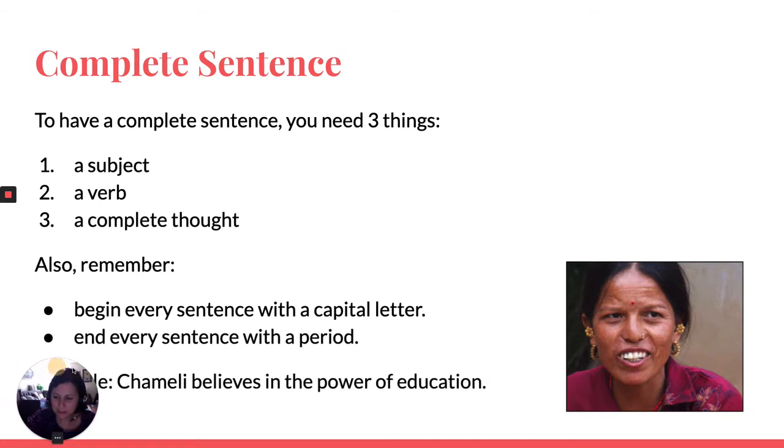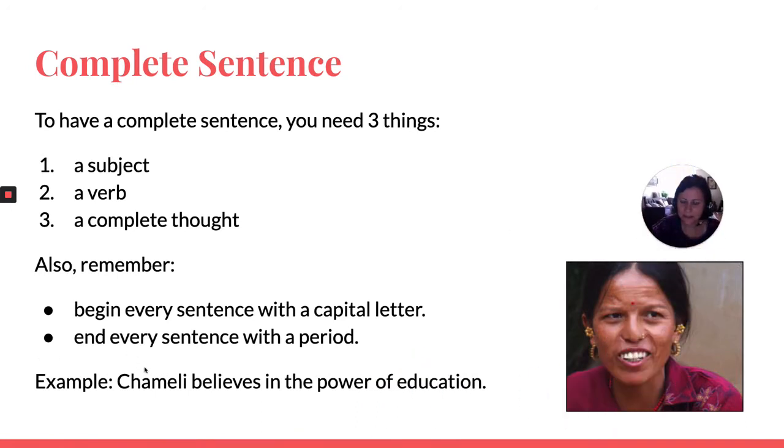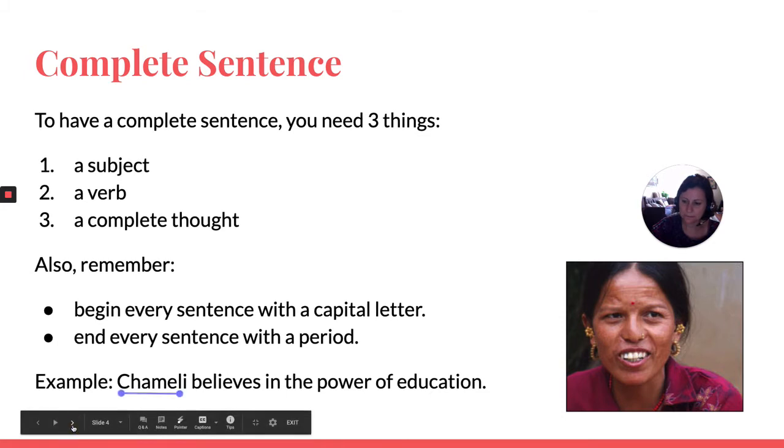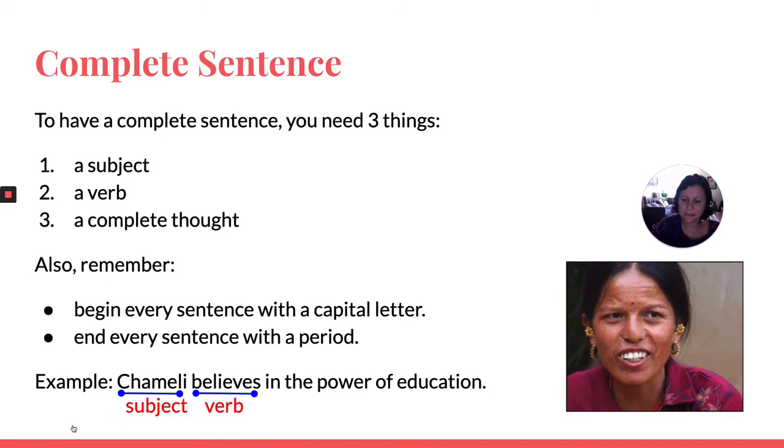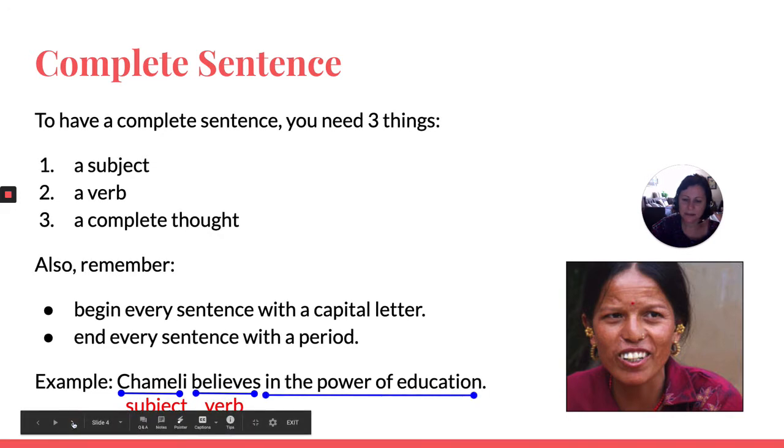For example, Chameli believes in the power of education. What's the subject? Chameli. Verb, believes. And then the complete thought, in the power of education. So this is a complete sentence. And don't forget you need a capital letter and then a period at the end of the sentence.